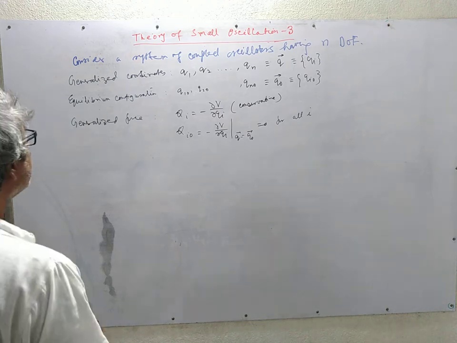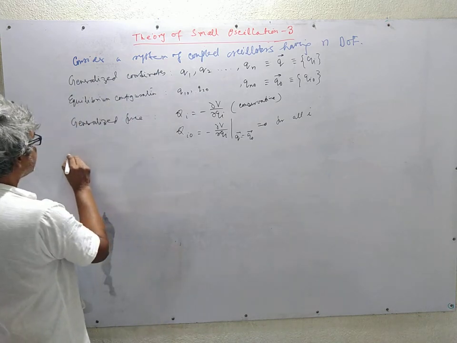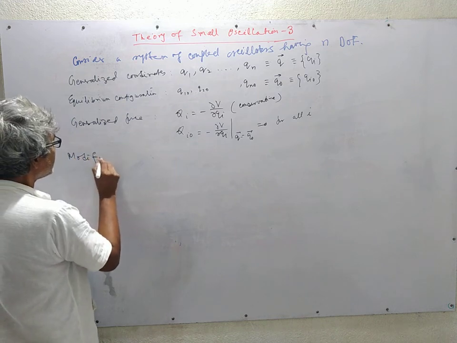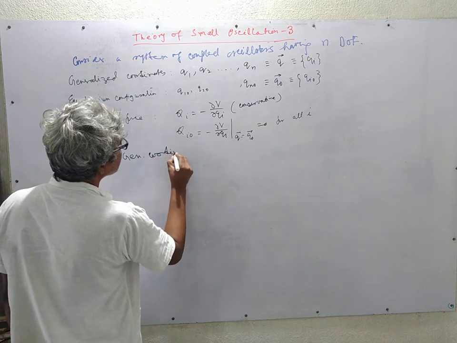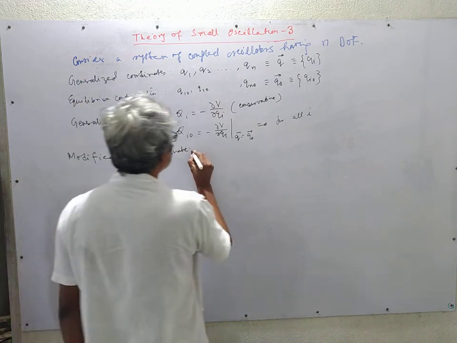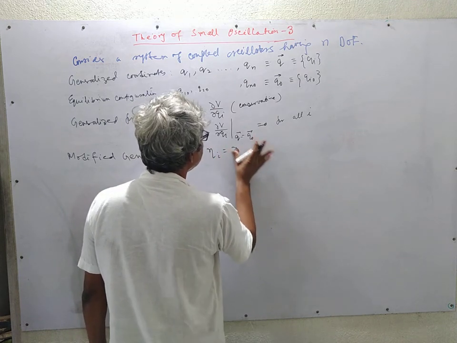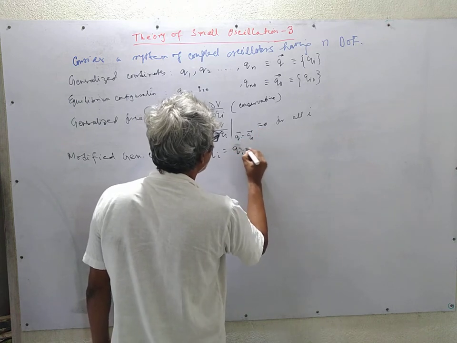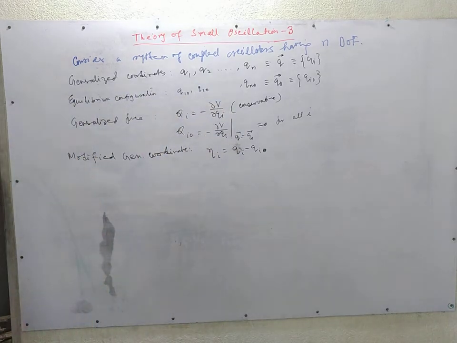So what we do, we introduce modified generalized coordinates, which are appropriate for this case. This is eta i is equal to qi minus qi0. So eta i represents the generalized coordinates which denote the displacement of the system from the corresponding equilibrium situation.